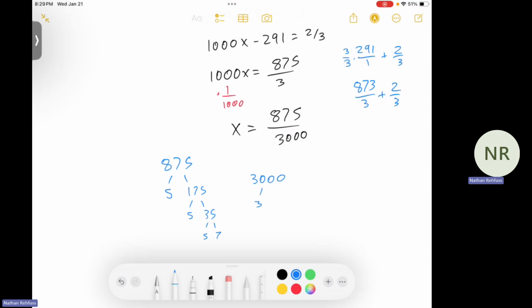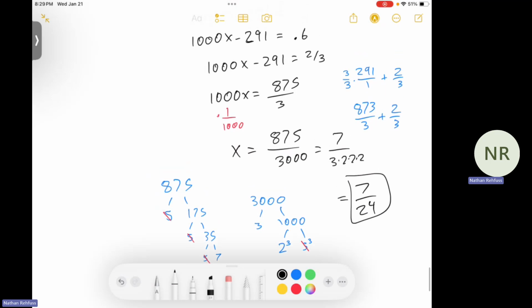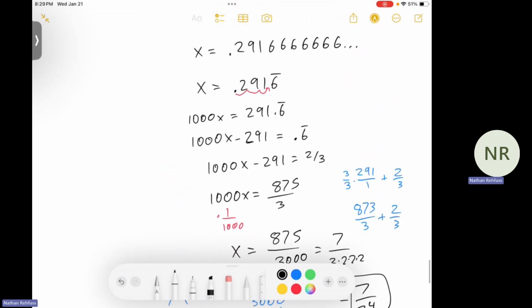Meanwhile, 3,000 is 3 times 1,000, and we know 1,000 is 3 2s and 3 5s. That's because it's 3 10s. So we cross out all the 5s, and we get 7 over 3 times 2 times 2 times 2, which is 7 over 24. You can check that in your calculator. 7/24 really is 0.29166666666. So that's how you can turn any decimal back into a fraction.